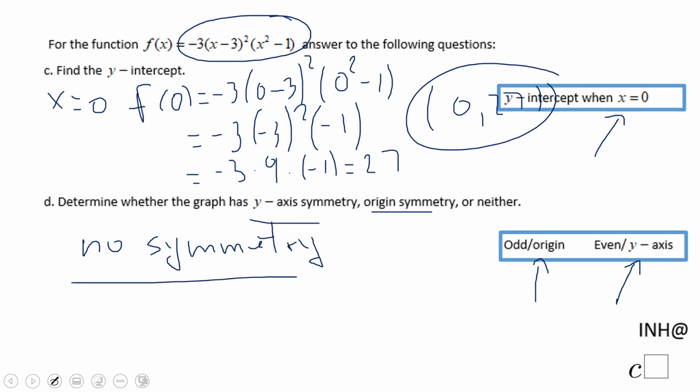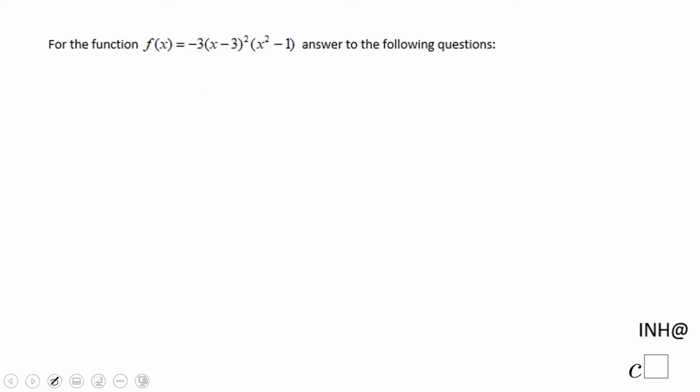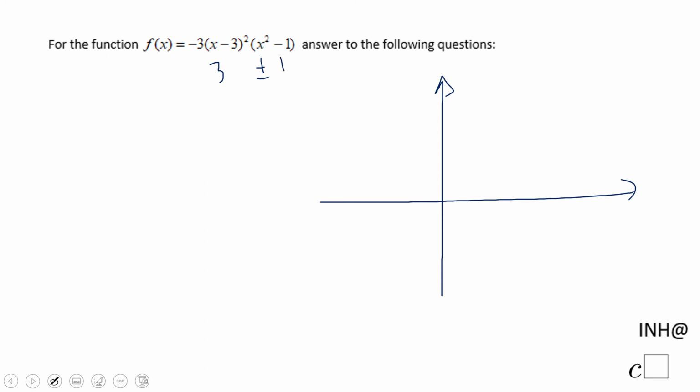Okay, and now we can move to the last part right here, where I'm going to try to graph our function. So we have the zeros, which were 3, 1, and negative 1. So negative 1 somewhere here, positive 1 somewhere here, and 3 here. And if you remember, the end behavior was down, down. So I'm going to start from here.